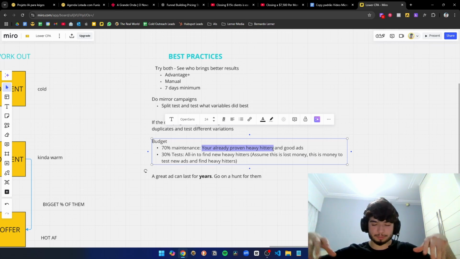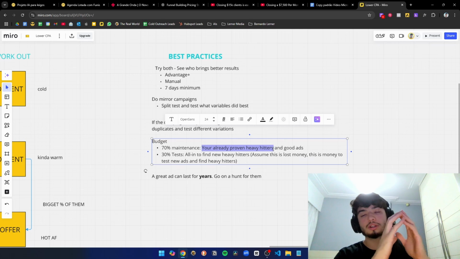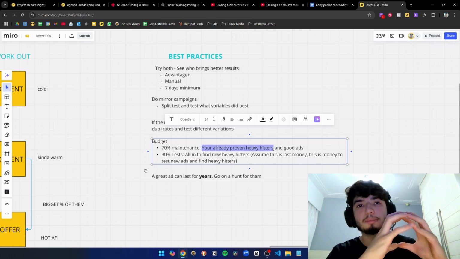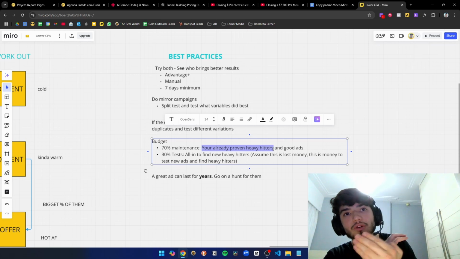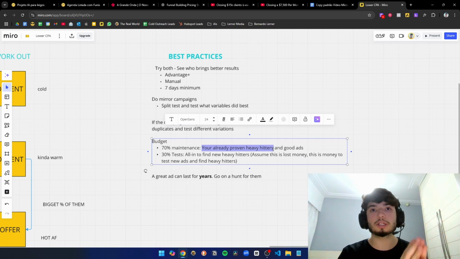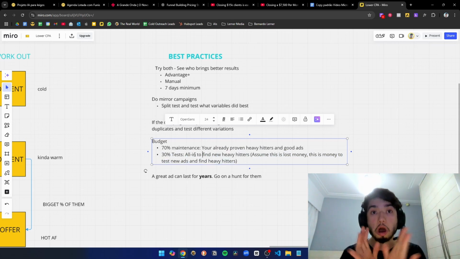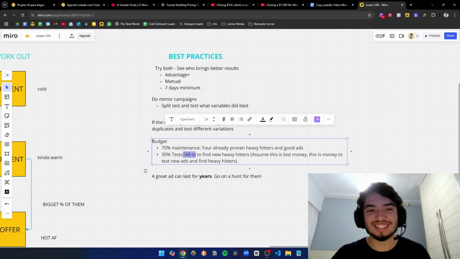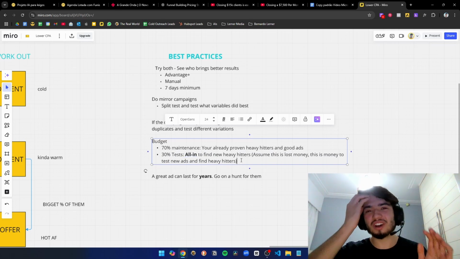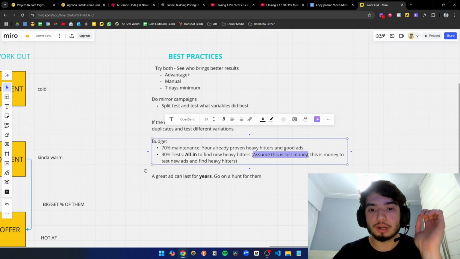Imagine there are buckets. Each bucket is a different ad campaign. You should focus 70% of the budget on maintaining your actual lead flow: people coming to your store, buying your products, buying your services, booking calls with you. And 30% is to go all in. You gotta go all in on this. You need to assume that's a really good premise for you to have.